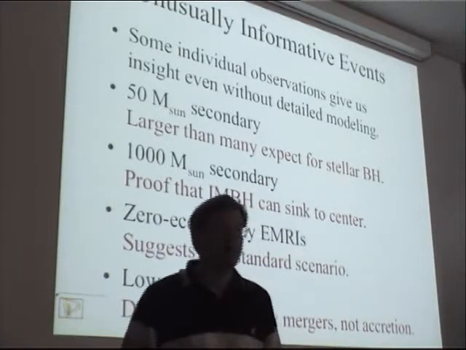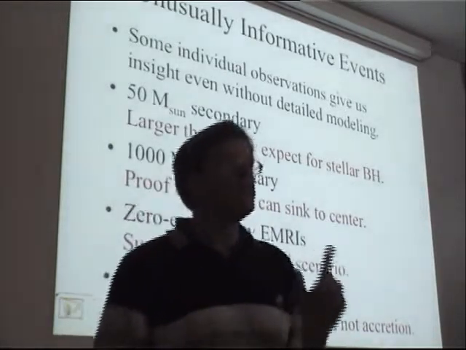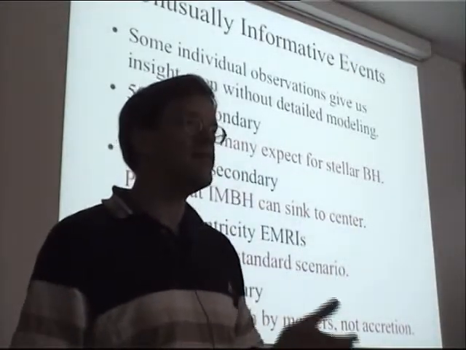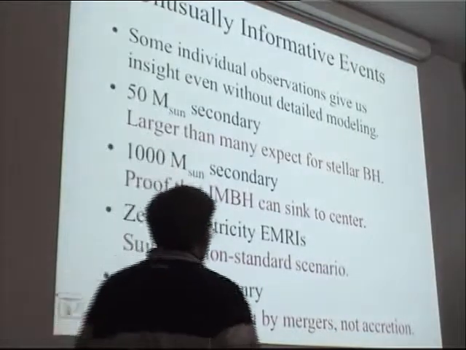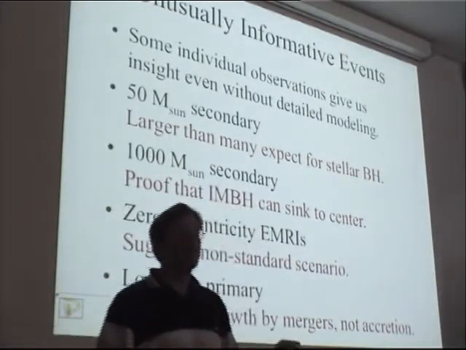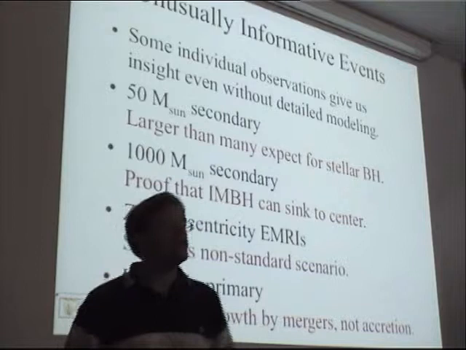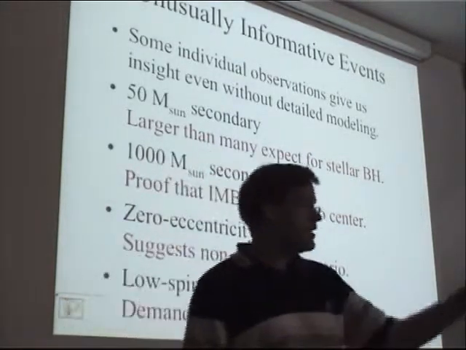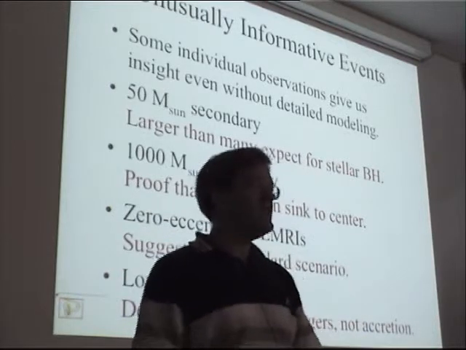A million solar mass black hole, just one of them, with a spin parameter of, say, 0.1 or 0.01, something very small, would tell you that you had to have growth by probably mergers at random angles rather than accretion for long periods, which tends to spin things up. So again, none of this information requires detailed modeling.